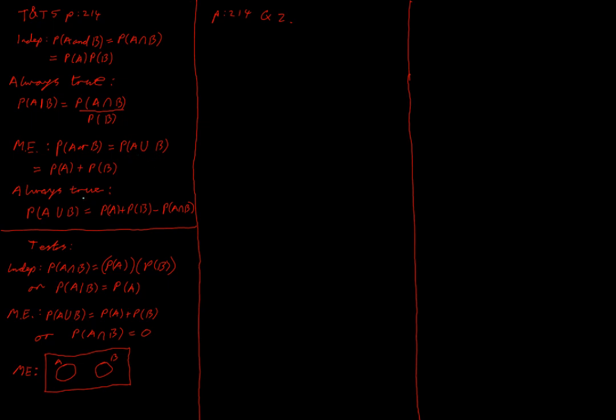Now the version of that which is always true, and this is another formula you need to know by heart, is going to be the probability of A or B, probability of A union B, is equal to the probability of A plus the probability of B, what we had up here, minus the probability of A and B happening together.